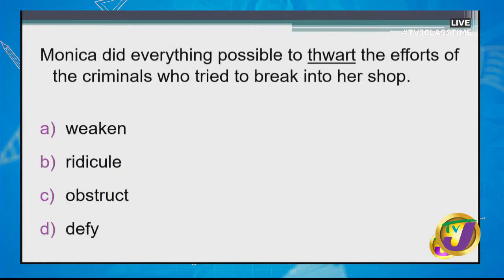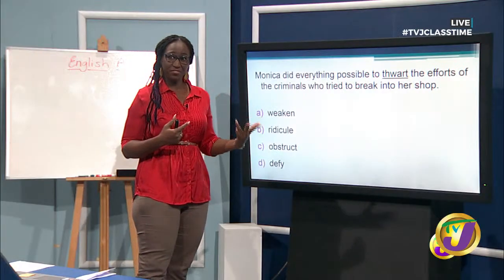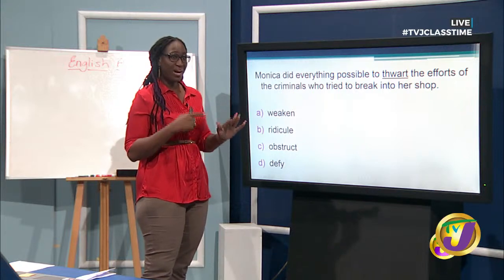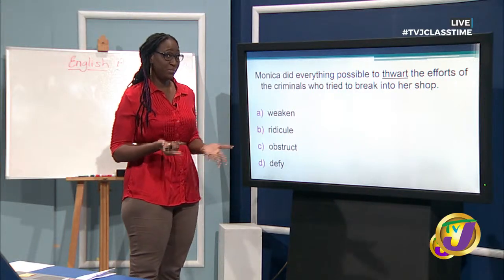Our next sentence. Monica did everything possible to thwart the efforts of the criminals who tried to break into her shop. So again, we can use the context. We can use the idea that somebody is trying to break into the shop and the owner of the shop is trying to thwart their efforts. So right there, you have an idea of what thwart might mean.